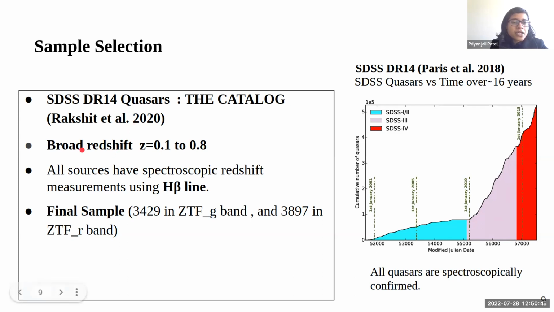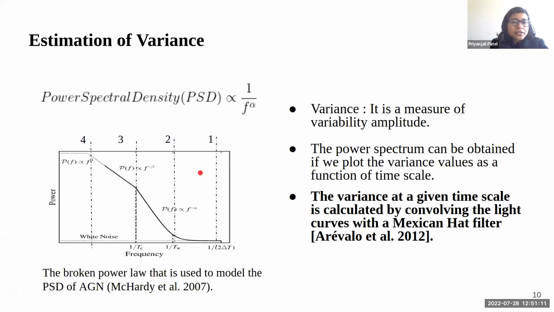So the sample covers the redshift range from 0.1 to 0.8. Also, in this sample, the black hole mass has been estimated using the H-beta line, which is the best mass estimator. So our final sample contains 3,429 light curves in the G band and 3,897 light curves in the R band. And after extracting the light curves for the final sample, we estimated the variance, where variance can be defined as a measure of variability amplitude.